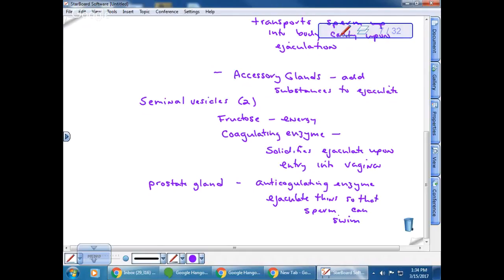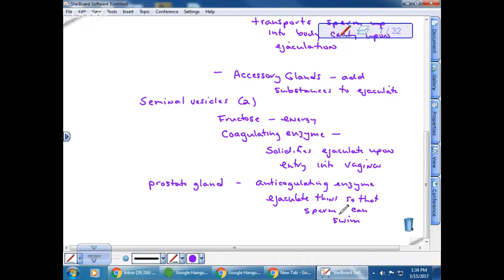Okay, and the sperm actually have to swim up through the female's vagina, up through the cervix, up through the uterus, and into what is sometimes referred to as the fallopian tubes, where the fertilization takes place. So they have to go a long distance, right? So they need lots of energy and nutrients.